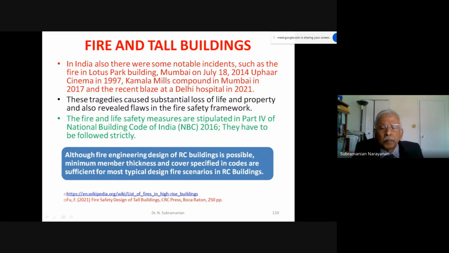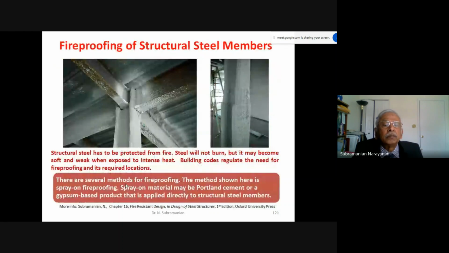Although fire engineering design of RC buildings is possible, minimum member thickness and cover specified in codes are sufficient for most typical design fire scenarios in RC buildings. This shows the protective measures in a steel building. Steel will not burn, but it may become soft and weak when exposed to intense heat. Building codes regulate the need for fireproofing and its required location. There are several methods for fireproofing. The method shown here is spray-on fireproofing. Spray-on material may be Portland cement or a gypsum-based product that is applied directly to structural steel members using machines.